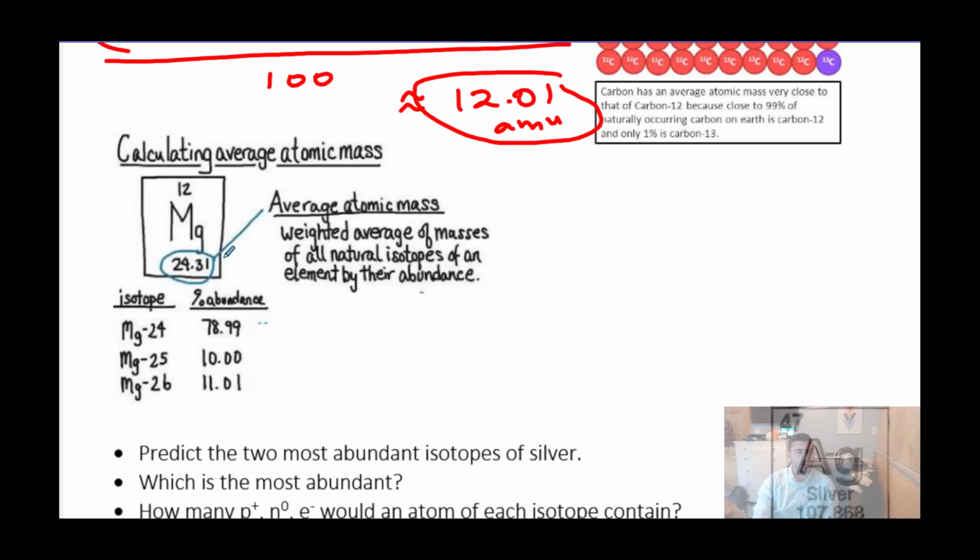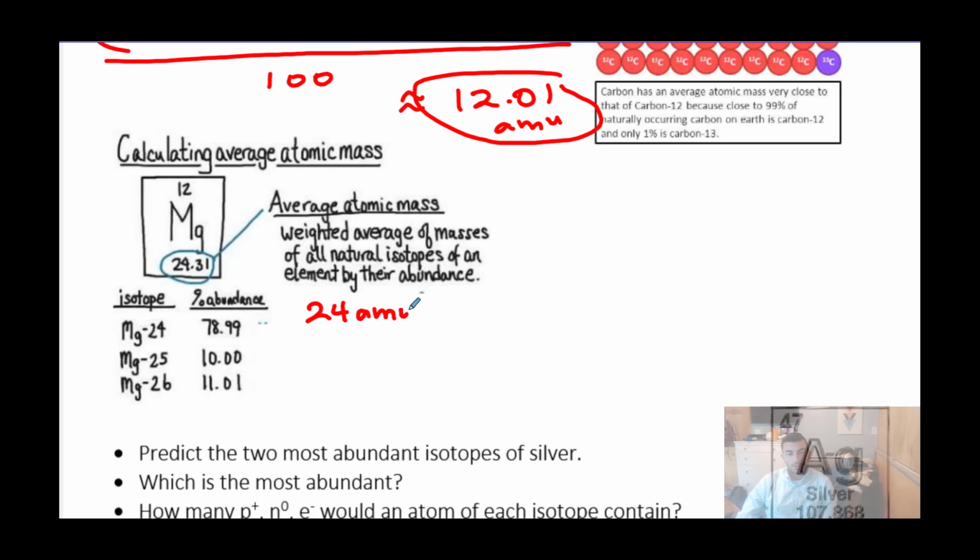Here's another example we can look at here with magnesium. Magnesium has an average atomic mass of 24.31 AMU. The isotopes that exist for magnesium are magnesium 24, 25, and 26. So even without the percent abundance listed here, we could predict that magnesium 24 is the most abundant because the average atomic mass, or the weighted average, is closer to that value. And again, the way we would calculate that, assume we have 100 atoms.